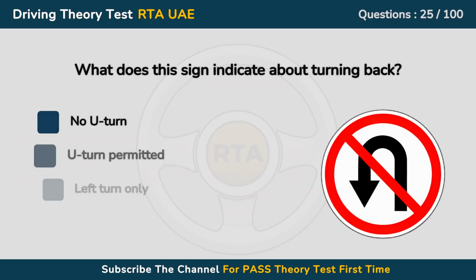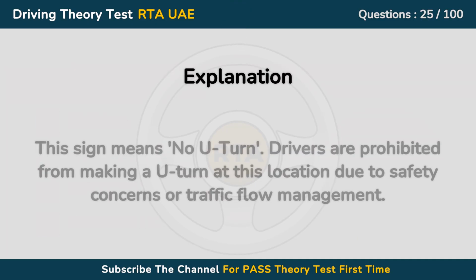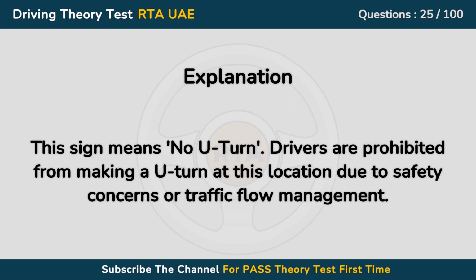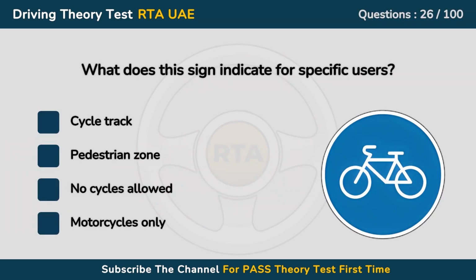Question 25. What does this sign indicate about turning back? A. No U-turn. B. U-turn permitted. C. Left turn only. D. Dead end ahead. Answer is A. No U-turn. Drivers are prohibited from making a U-turn at this location due to safety concerns or traffic flow management.